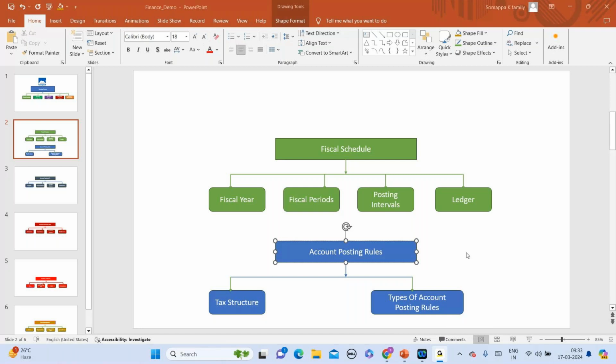Maybe initially it will be confusing for you, but yes, Ganesh, while creating, only then it will be easy for you.